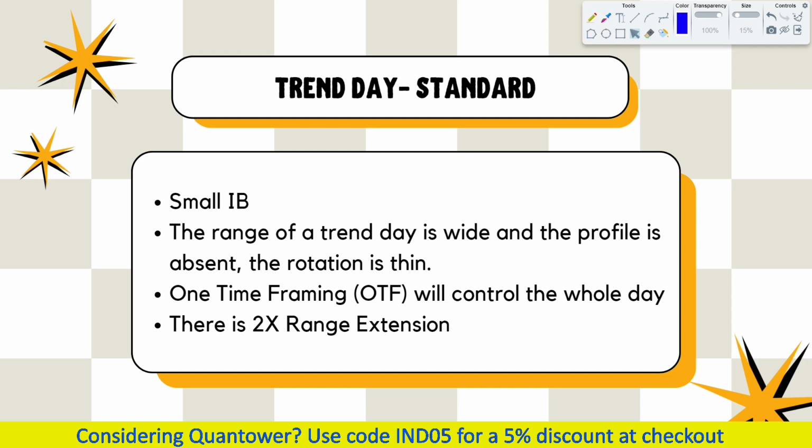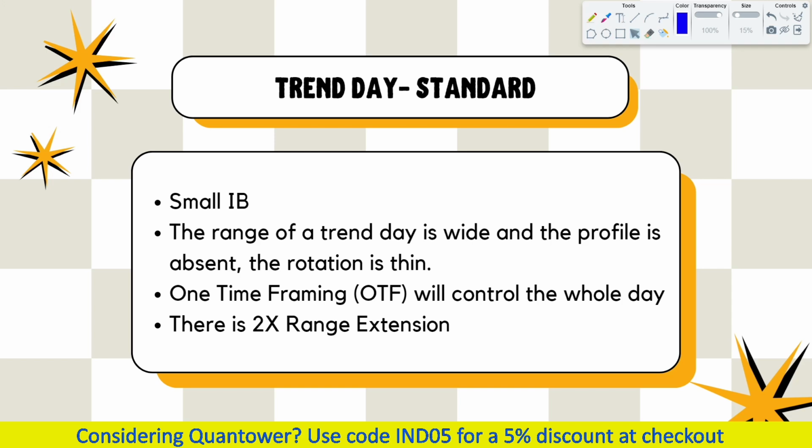And one time framing, that is OTF, will control the whole day. It's like a small IB giving the breakout, and if the OTFs start buying on that particular day, they will keep on buying the entire day. We will see very few pullbacks. Recently we have seen a lot of trend days. I am going to show you the example.